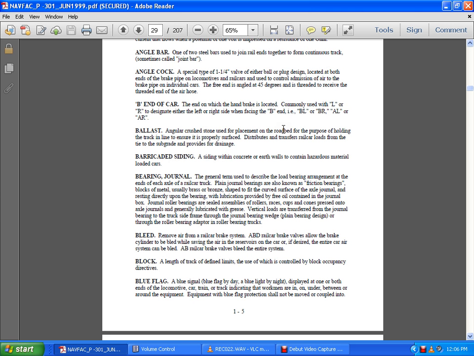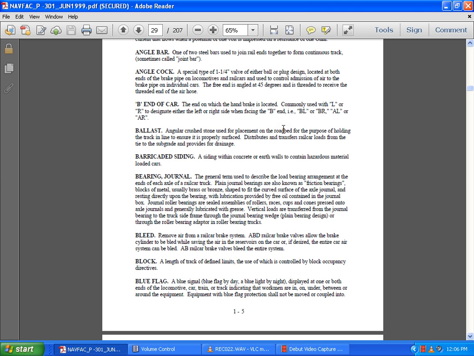Ballast: angular crushed stones placed on the railroad bed to hold the track in line, ensure proper surface, distribute track and railway loads to the subgrade, and provide drainage. Barricaded siding: a siding with concrete walls, used to contain hazardous materials loaded in cars.